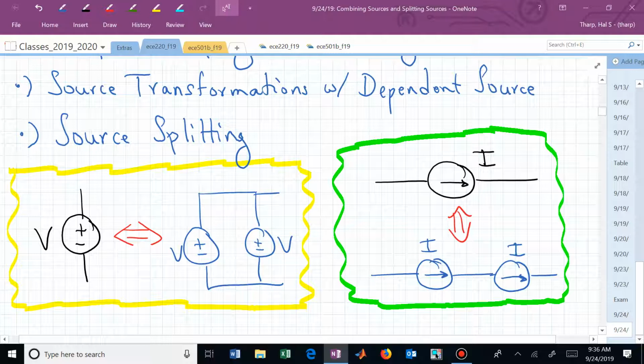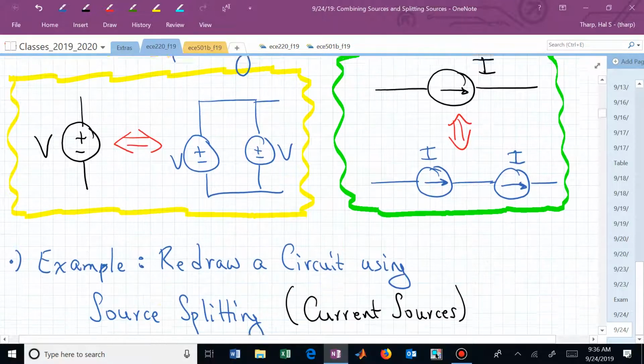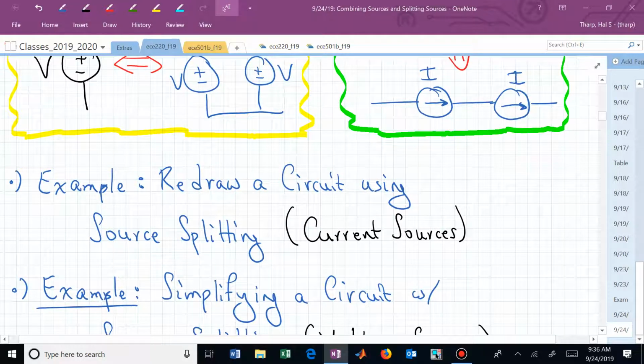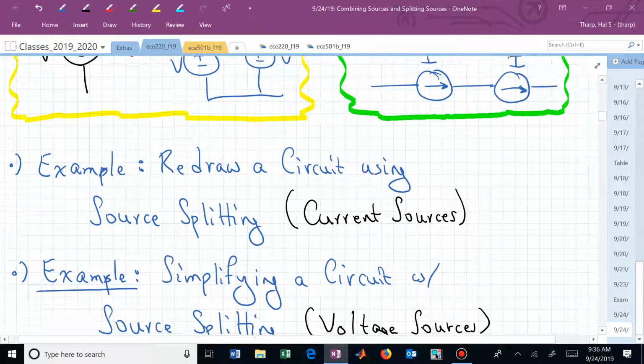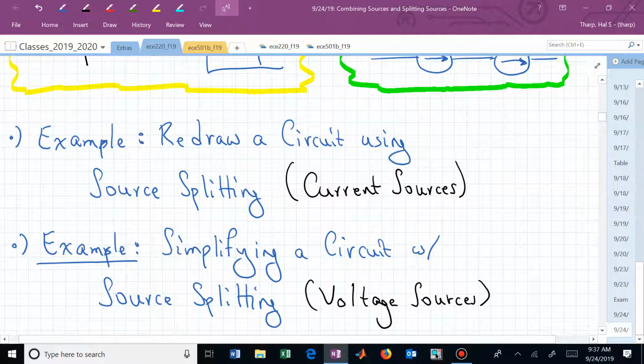Similarly, with the current source, we can actually just say, well, what if we just put two sources in series and they're both producing I? We can split a current source into pieces. We'll do that with some examples and show how we can redraw a circuit using source splitting, where the source that we will be splitting will be a current source. Then we'll look at another example where we split a voltage source.